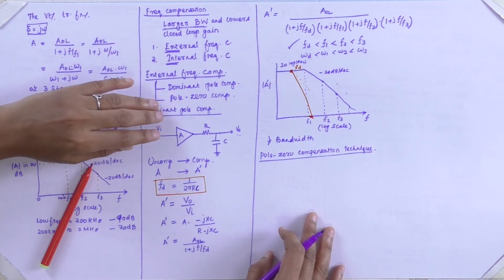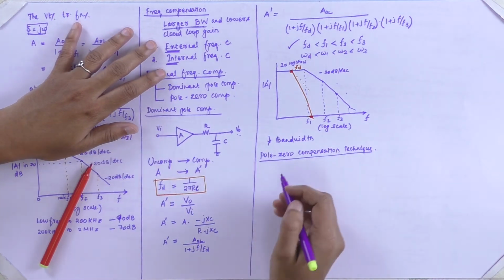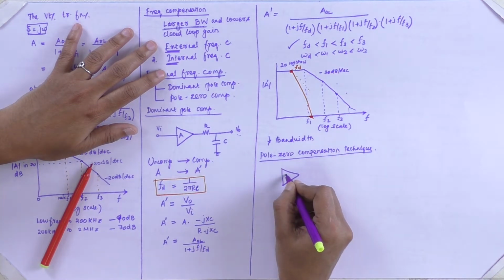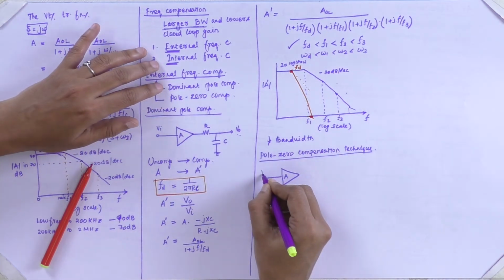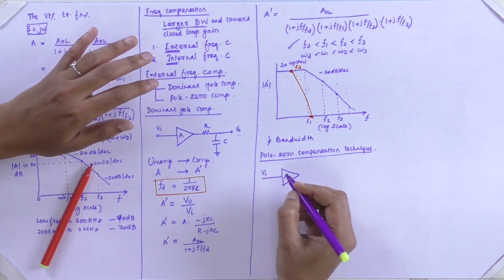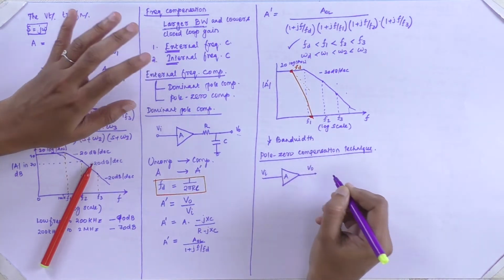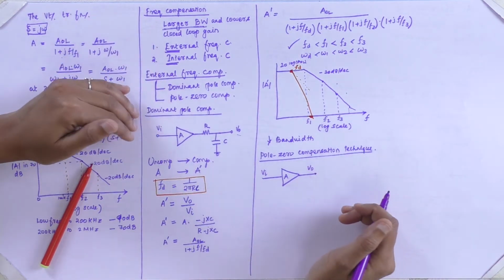So in that pole zero compensation, we are introducing the poles and zeros. Again we are going to have an amplifier circuit, an operational amplifier with a gain A. This will be the uncompensated transfer function. So initially we have an input voltage and the output voltage V0. Later we are going to add both zeros and poles.